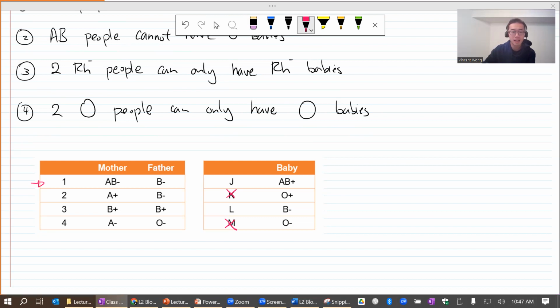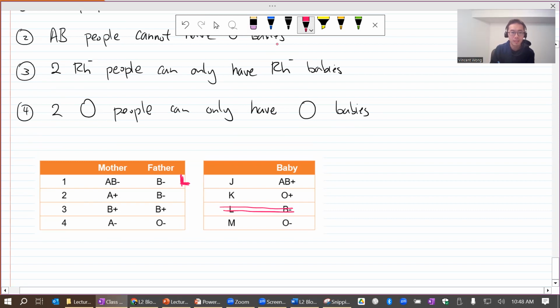We have two choices left. Is it AB positive or is it B negative? It can, okay, yeah, exactly. Cannot be J, right? Because they are both negative, and two negative people can only have negative babies. Okay, and if these are all the babies that are available and one of them is ours, we're gonna take home this one. Do you understand that? So baby L is theirs. You just use process of elimination to do these questions. Okay, so baby L is taken.